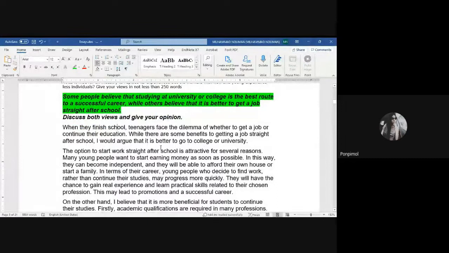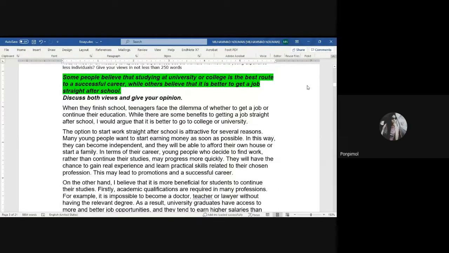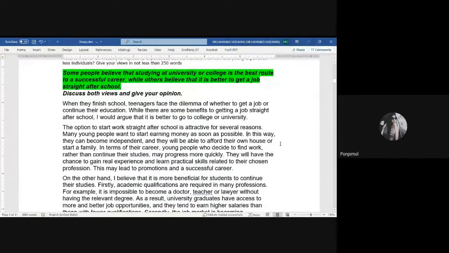Some people believe that studying at university or college is the best route to a successful career, whilst others believe that it is better to get a job straight after school.